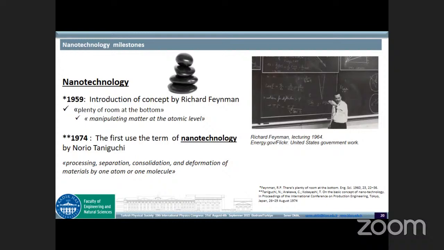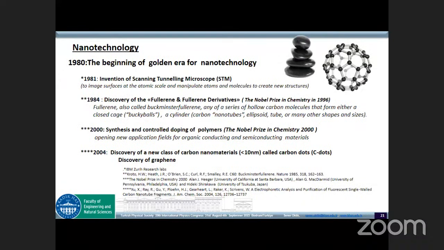In 1974, that was the first time Norio Taniguchi used the term nanotechnology. After that, the 1980s were the golden era for nanotechnology because of the invention of scanning tunneling microscopes. So you can play with atoms, you can play with electrons. Then came the discovery of fullerenes and fullerene derivatives. This was the Nobel Prize in 1996.